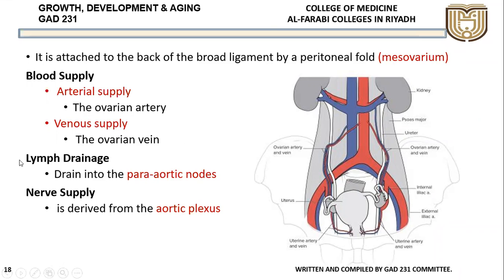Coming to the arterial supply, just like in case of male it is the testicular artery, in case of the female it is the ovarian artery coming from the abdominal aorta. Very similar to that of the male testis. Here it is the ovarian artery.